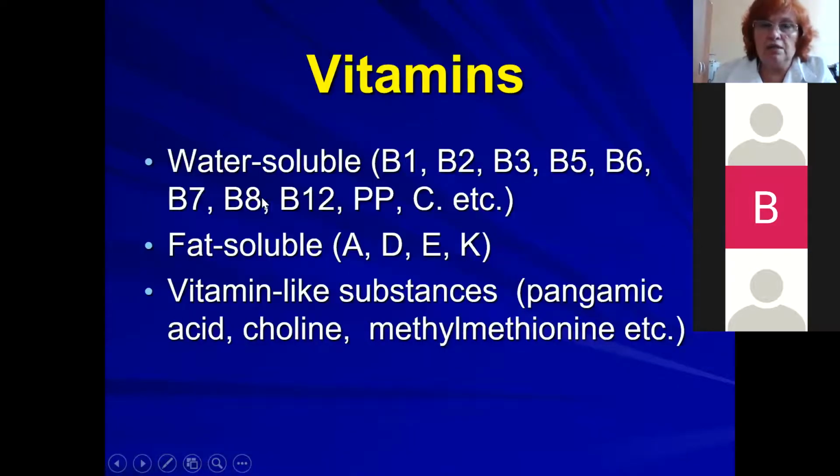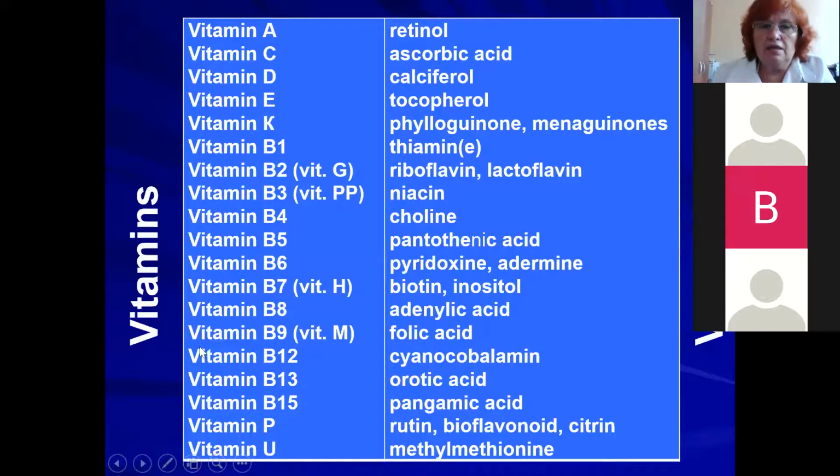Vitamins are water-soluble and fat-soluble. So these are water-soluble, and these vitamins are fat-soluble. And we have vitamin-like substances: pangamic acid, choline, methylmethionine, and so on. And these are the vitamins with their names. These vitamins we know.